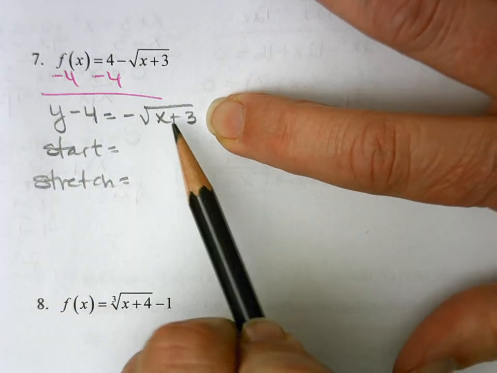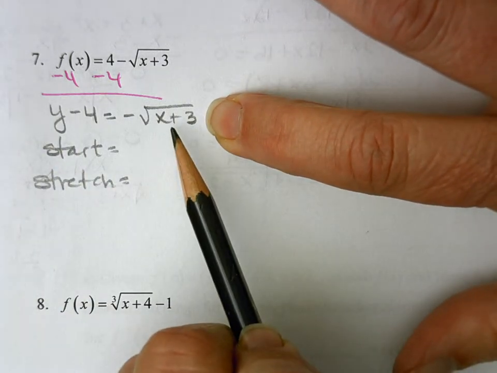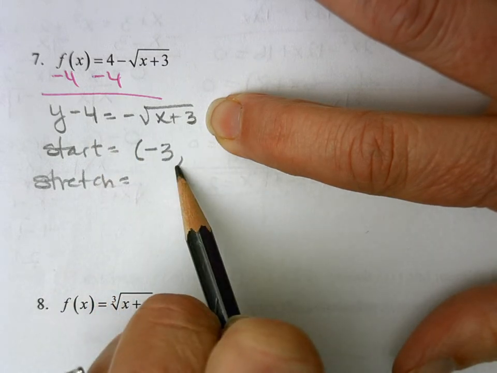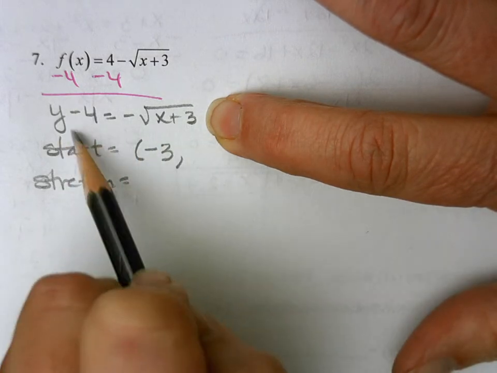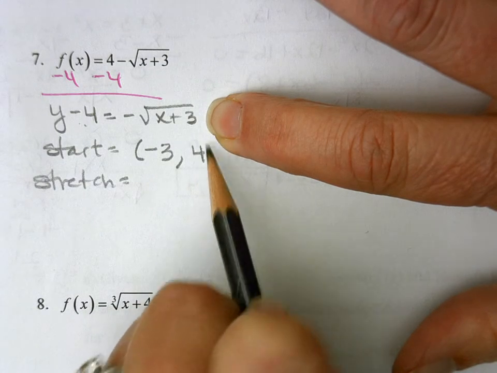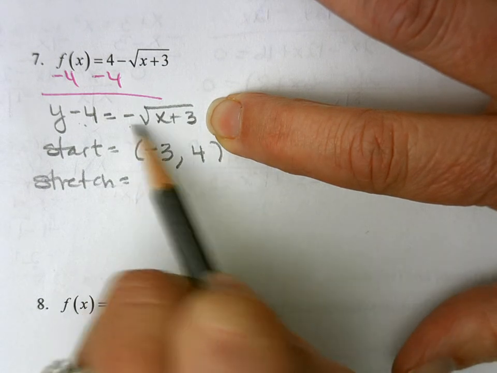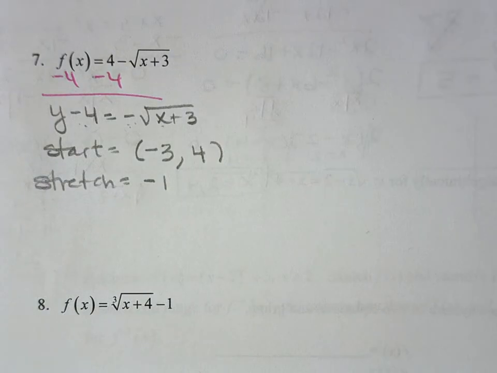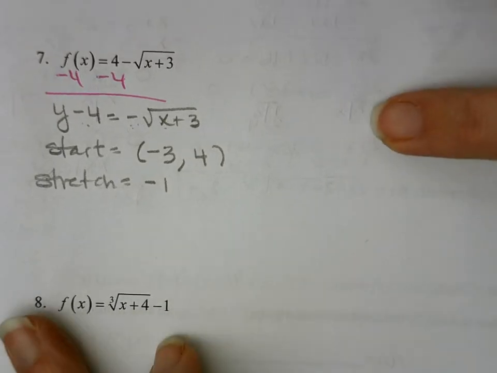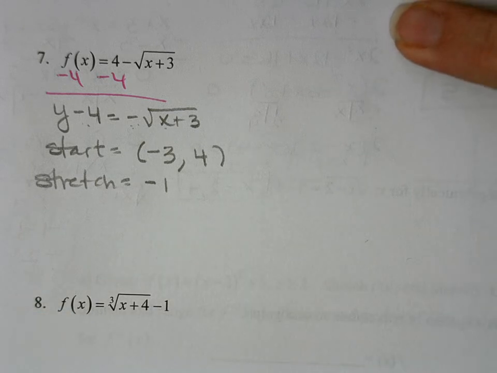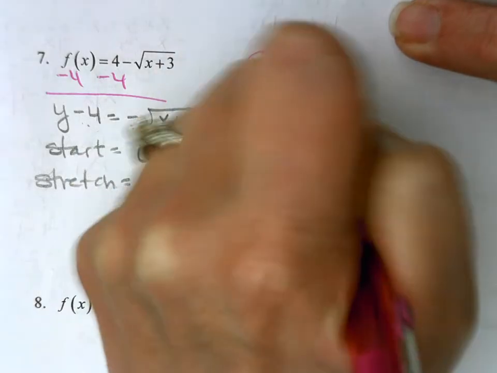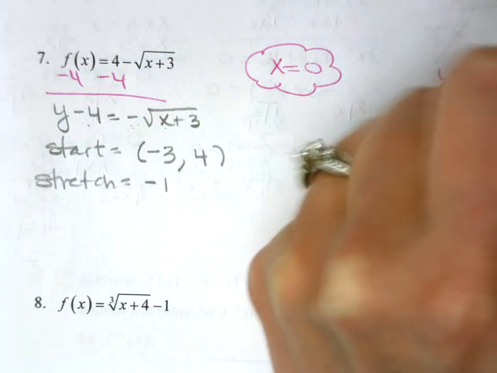So then I want to find my start and stretch. So for my start, I like to see what's affecting the x, so I'm adding 3 to it. So my start would be -3. And then for my y value, I'm subtracting 4, so +4. My stretch, I'm multiplying by -1, so my stretch is -1. And then I want to find my x-intercept and y-intercept. So to find the x and y-intercept, I want to let x equal 0 and y equal to 0.